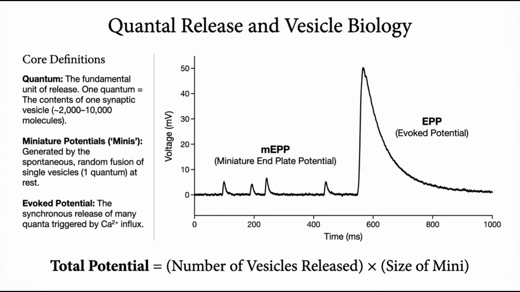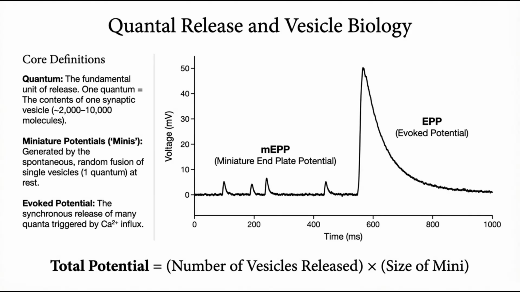And how does that contrast with an evoked potential? An evoked potential is what happens when the action potential hits. Now you have synchronized release. Instead of one random drip, the calcium flood causes hundreds of vesicles to fuse almost simultaneously. It's not a drip, it's a bucket dump. And all those quanta sum up. They sum up to create a real, large signal that pushes the postsynaptic cell to its threshold. Got it. So minis are the background noise, the proof of concept, and evoked is the actual message.